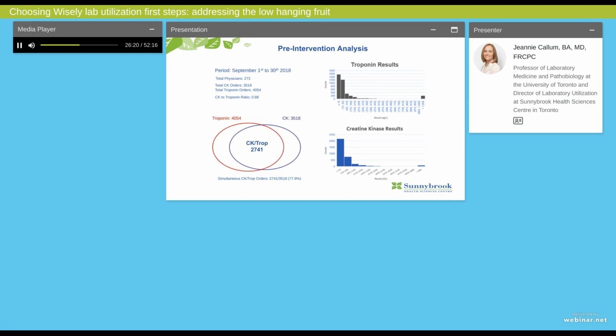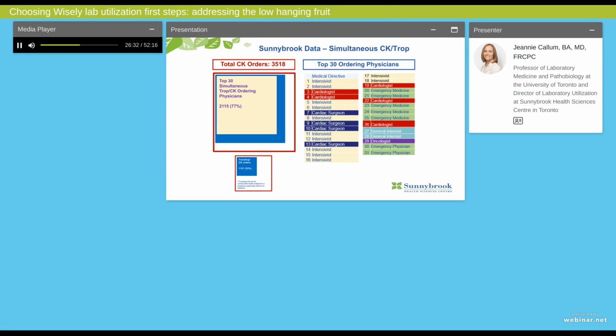And 78% of the time, these two tests were ordered together. So we were pretty certain that they were being ordered for cardiac injury when you really shouldn't be. And almost all the tests, or the bulk of them, were coming up with a normal test result as well. So probably some over-ordering going on.